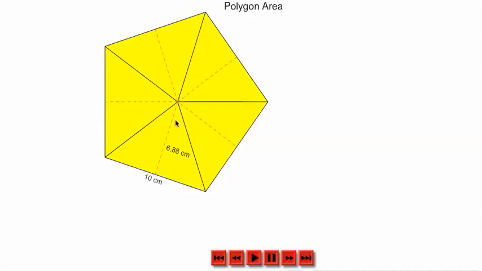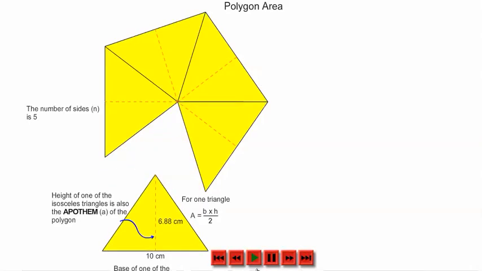So we have a base and a height. If you're given the base, or the side length of your polygon, and you're given the apothem, which is the height of one of these isosceles triangles, you can easily figure out the area, right? Base times height divided by 2 times the number of triangles you have. It's that easy.